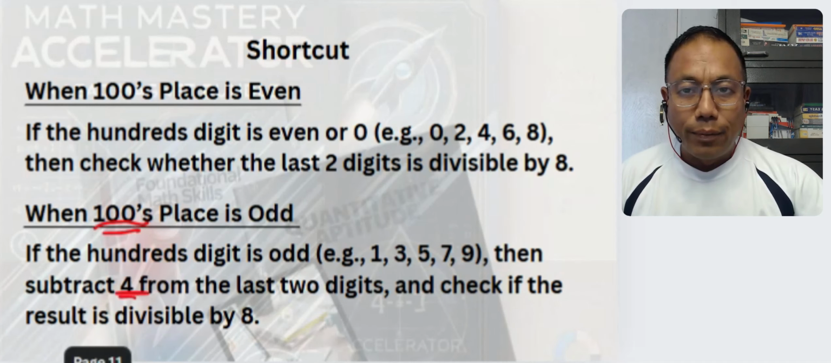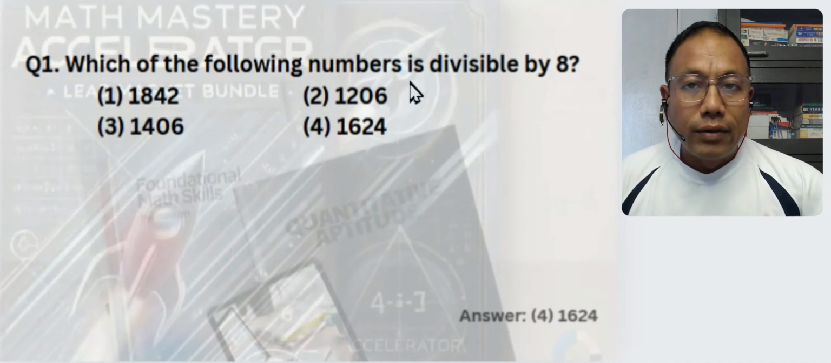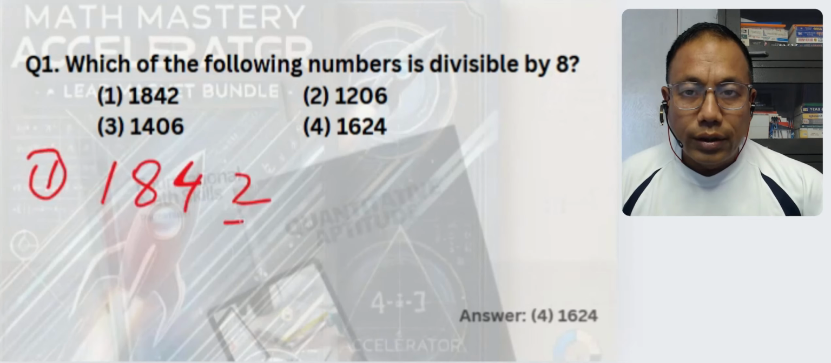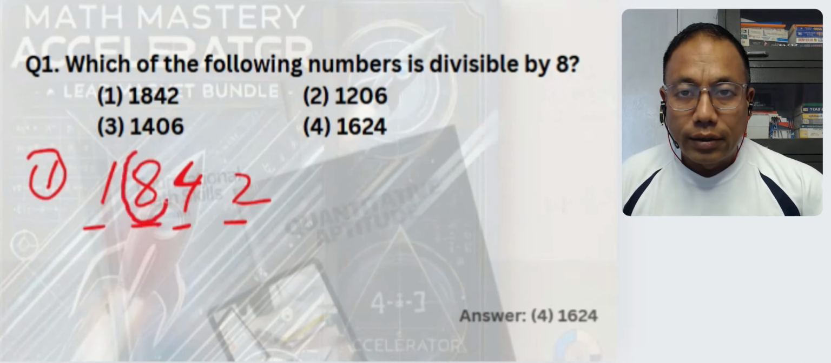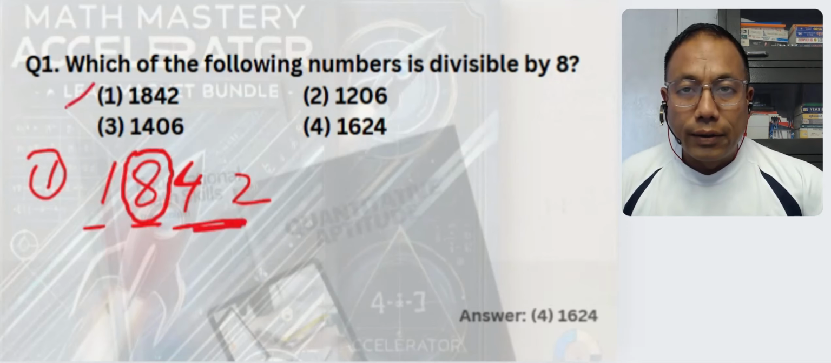Okay, let's learn more with some questions. Which of the following numbers is divisible by 8? Option 1, 1842. 2 is units place, 4 is tens place, 8 is hundreds place, 1 is thousands place. We have to work on hundreds place. Your hundreds place is even. Check whether the last two digits is divisible by 8. 42 is not divisible by 8. 8 5s are 40, 8 6s are 48. 1 is not the right answer.